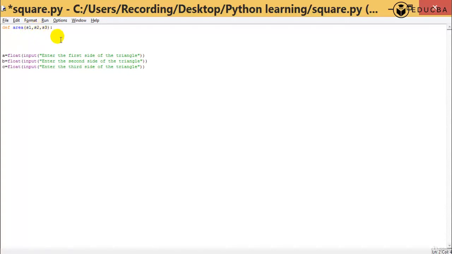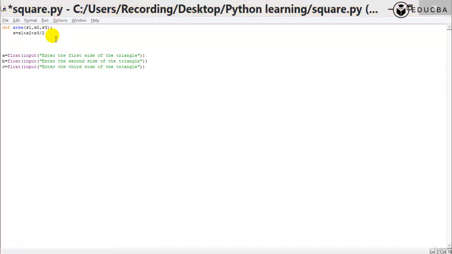The function area will calculate something called the semi-perimeter. How do you calculate the semi-perimeter? Semi-perimeter is calculated as half, 1 by 2, of a plus b plus c. It is actually s1 plus s2 plus s3 divided by 2. Now comes the question, sir, can I write it like this? S1 plus s2 plus s3 divided by 2. Can I write it like this?